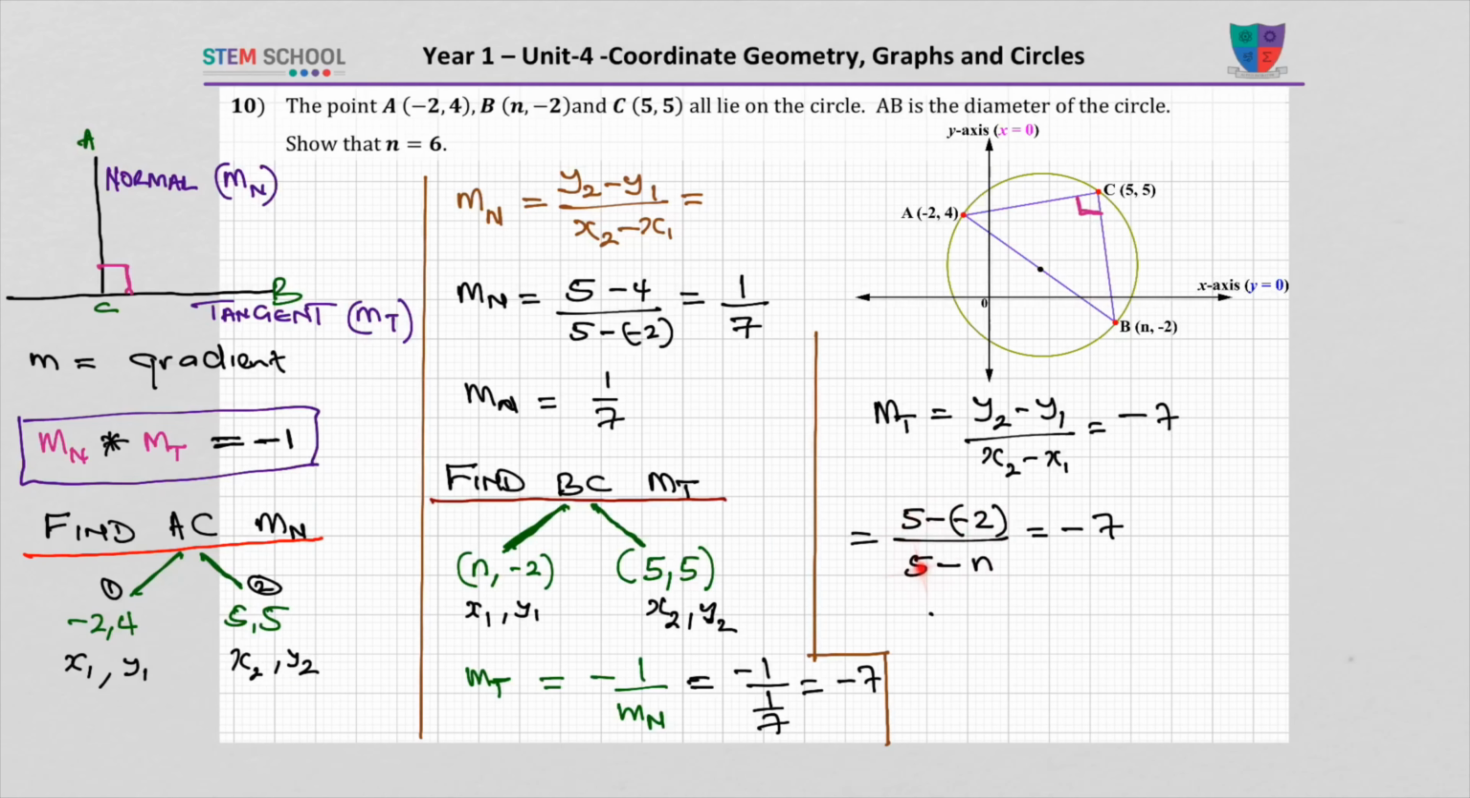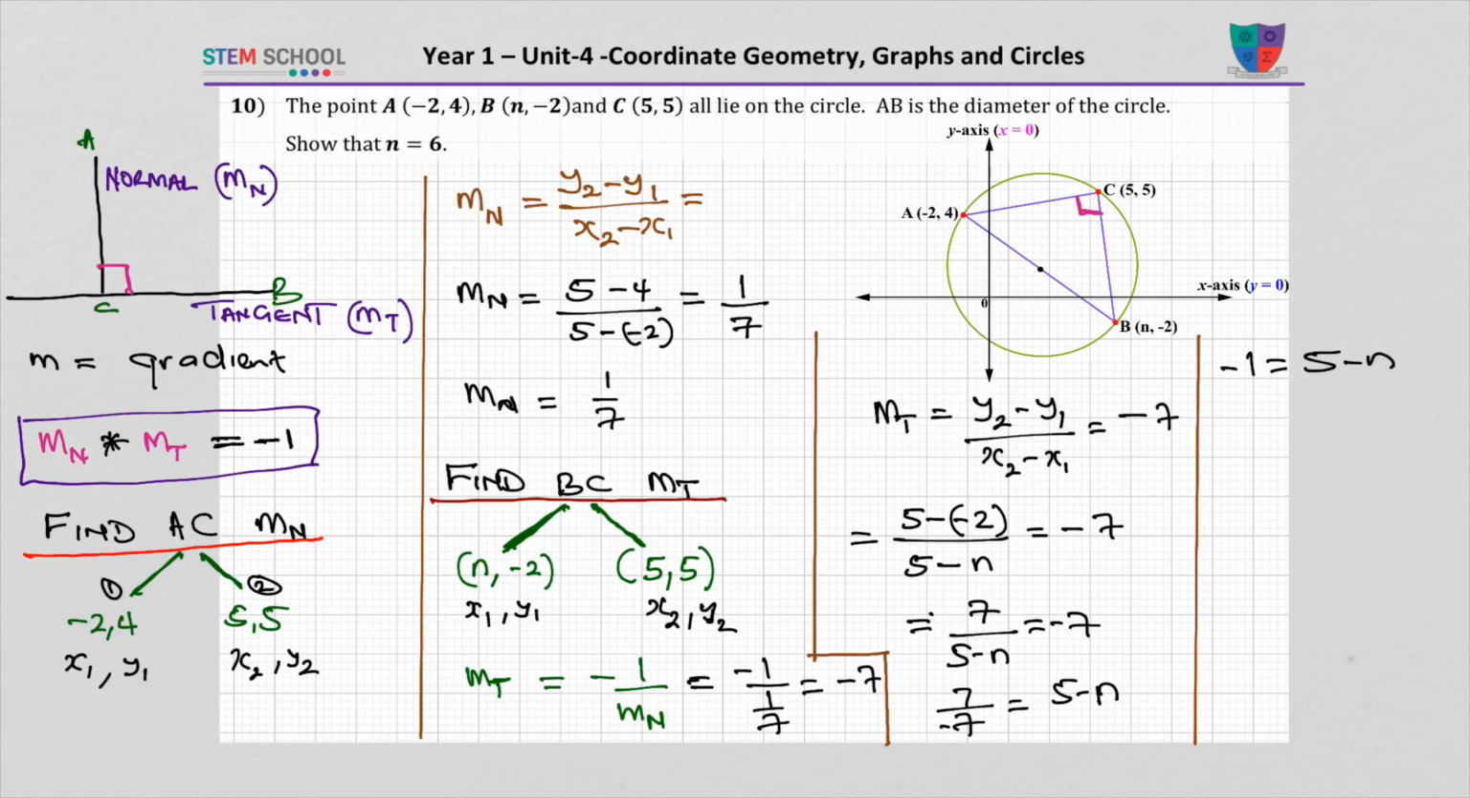After plugging the values in, 5 minus 2 over 5 minus n equals minus 7. 7 over minus 7 equals 5 minus n. I just swap these two here, and that's what we get. And for that reason, we get minus 1 equals 5 minus n.